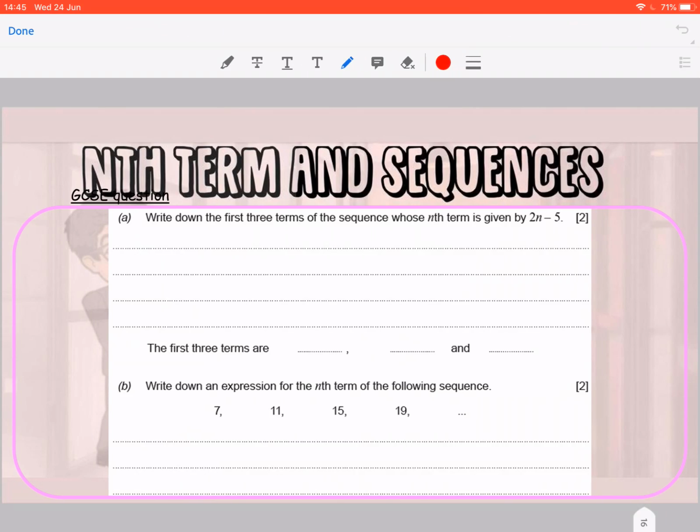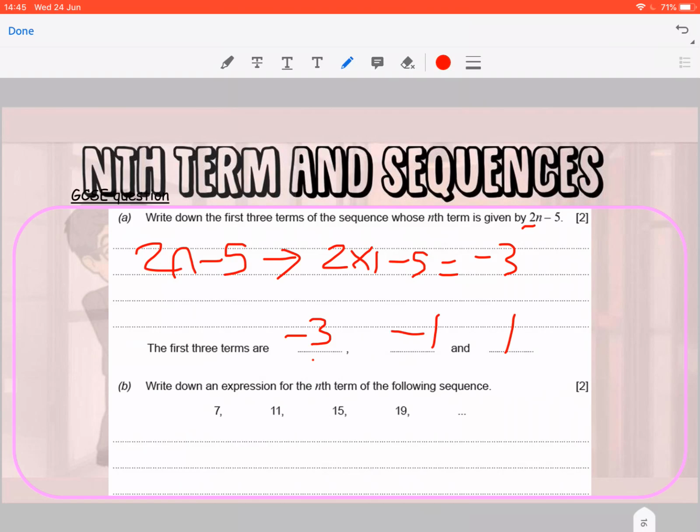Write down the first 3 terms of the sequence whose nth term is given by 2n take away 5. Remember what we do. If I'm looking for the first 5 numbers, I've got to find out what the first number is. To do that, I do 2 times 1, take away 5. 2 times 1 is 2, take away 5 is negative 3. So my first number is negative 3. Remember, it's going up in 2s.